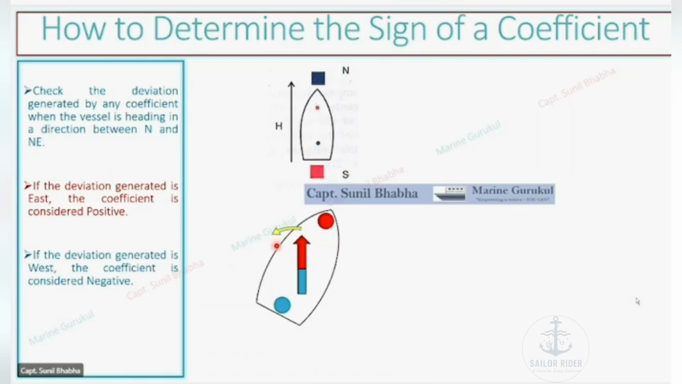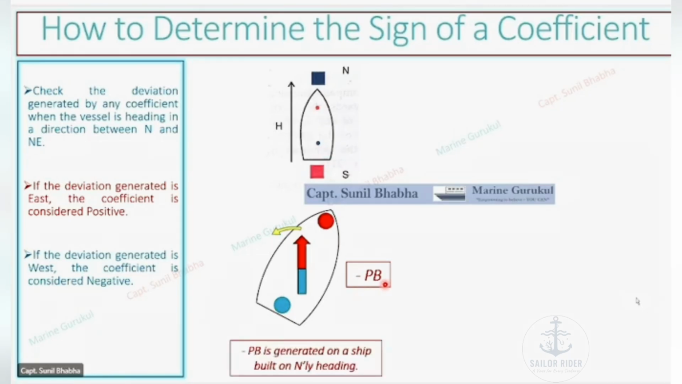So since a westerly deviation is being generated, this coefficient will be considered as negative. So this is basically permanent B coefficient, permanent B, and this will be minus PB coefficient. So you can summarize, minus PB coefficient is generated on a ship which is built on a northerly heading.